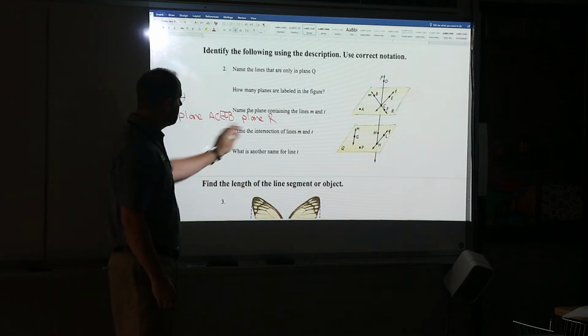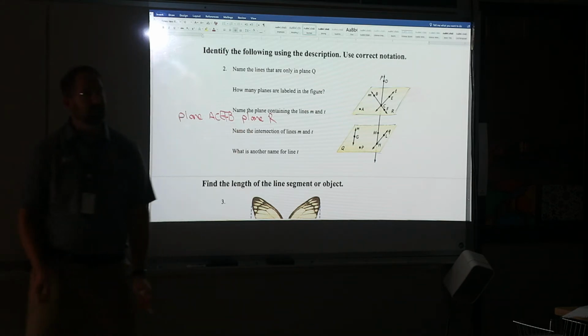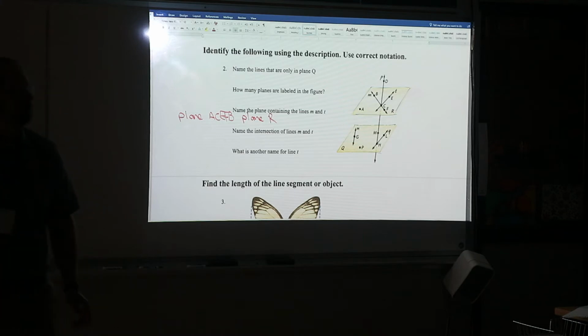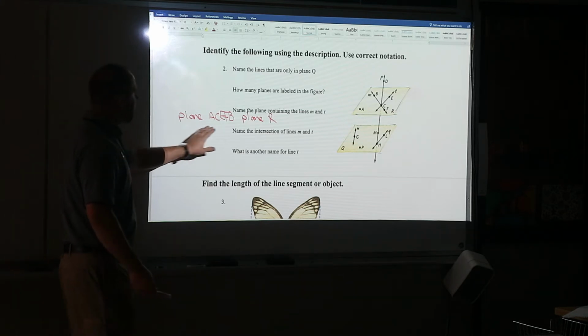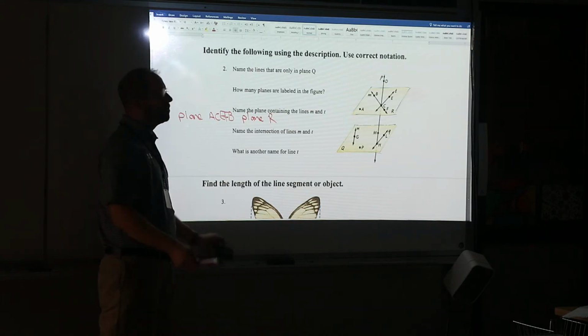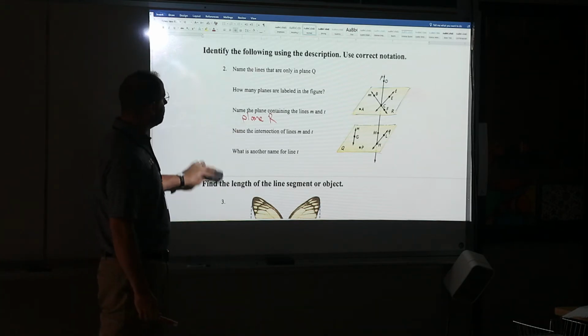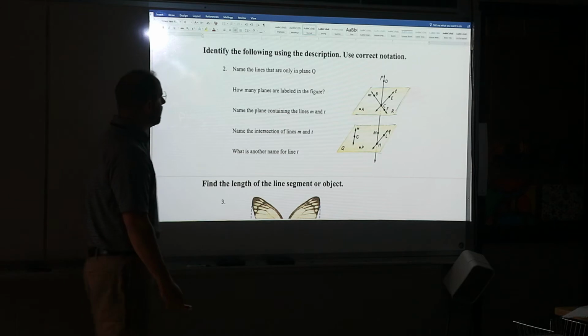These are the same name to me. But notice, you have to write the word plane. If you don't write the word plane, I count it wrong. That's how it works. And if you use more than 3 letters, you're fine. But it has to be 3 or more letters, not in a straight line. I think plane R is probably the best.